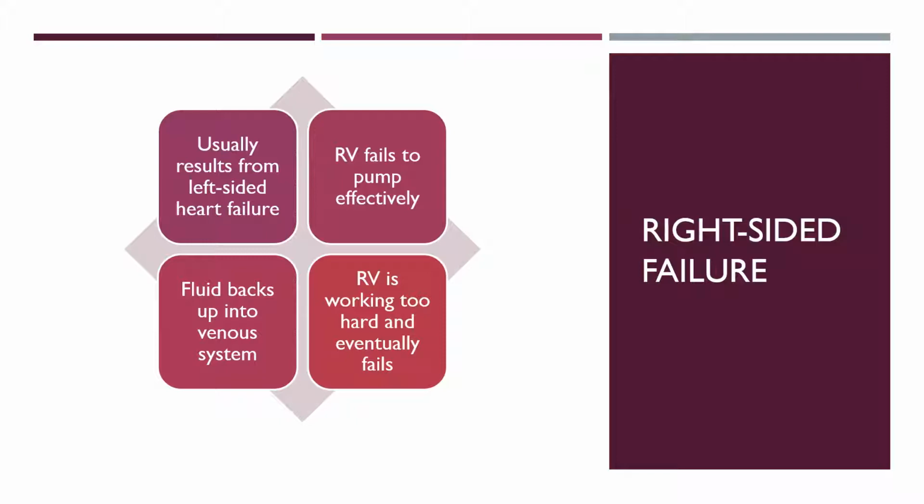So the fluid from the right ventricle will eventually back up into the venous system, and this is going to create that edema and jugular vein distension we discussed earlier. And because all this fluid is backing up and it's overworking the right ventricle, eventually the right ventricle is going to fail to pump the way that it should.